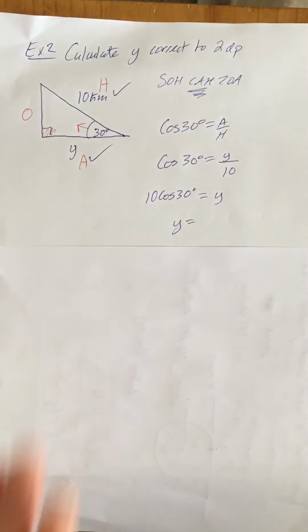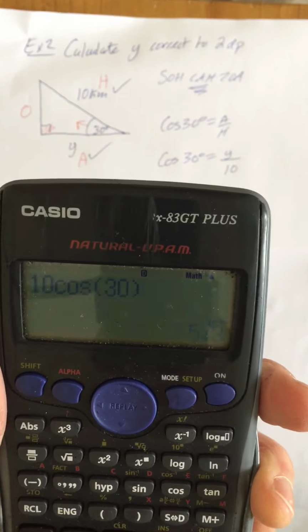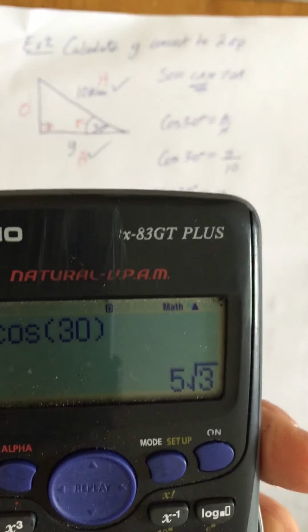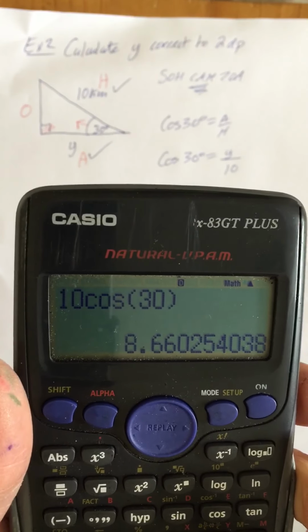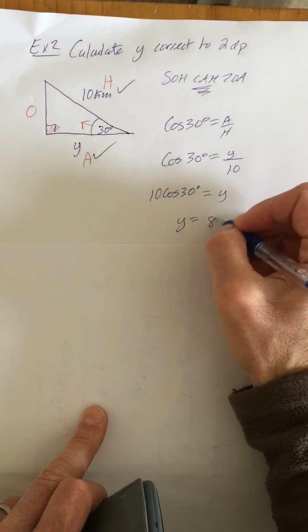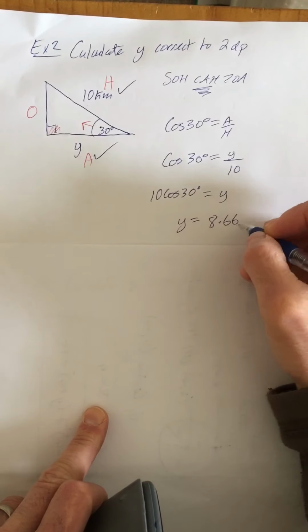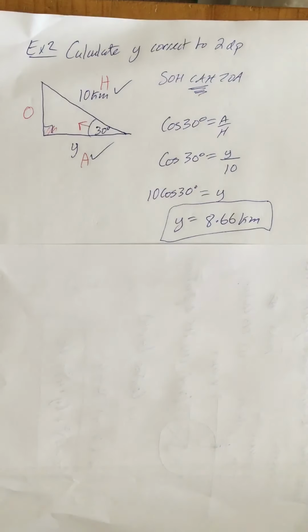I can type that into my calculator. I type in 10 cos 30 degrees, press equals, and 5 root 3 comes up. Because the question wants it in decimals, I press my S-D button and round it off to 2 decimal places, 8.66. So 8.66, and it's kilometers this time. There is my answer to that example.